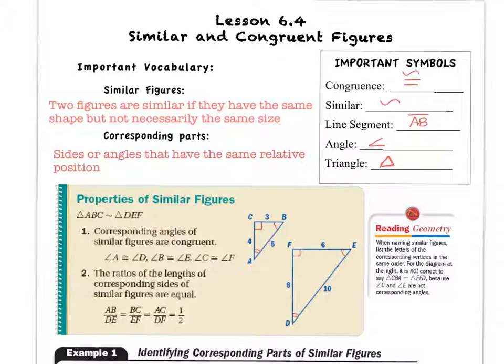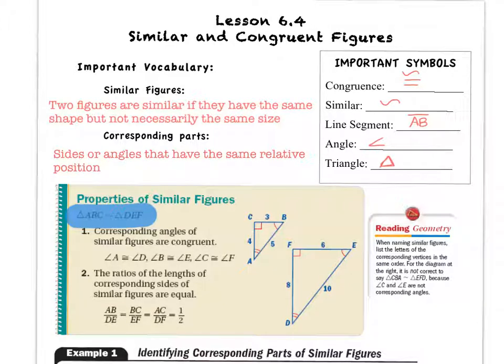Now, if you look down at the next box, it talks about the properties of similar figures. And we're going to start off our lesson today talking about similar figures. When we know that two figures are similar, as we do here in this example, and you can see here it tells us that triangle ABC and triangle DEF are similar. And we know that because we see that symbol there. That means that they are the same shape, but not necessarily the same size. And we can see from the two figures that they most definitely are not the same size here. One is much smaller than the other one.